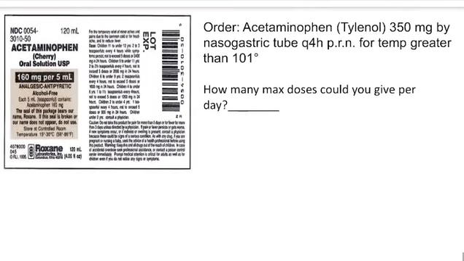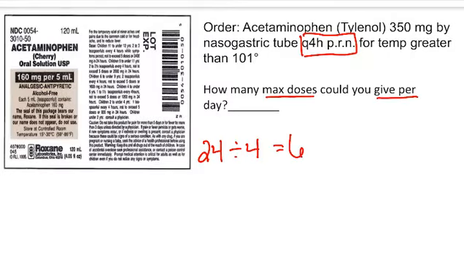Okay. How many max doses could you give per day? So what this question is asking is, if this medication is every 4 hours whenever necessary, if they took this medication every 4 hours because they needed it, how many times could they get that possibly per day? And I know that there are 24 hours in a day. And if I divide 24 by every 4 hours, I get 6. 24 hours divided by every 4 hours, I would get 6 doses per day.